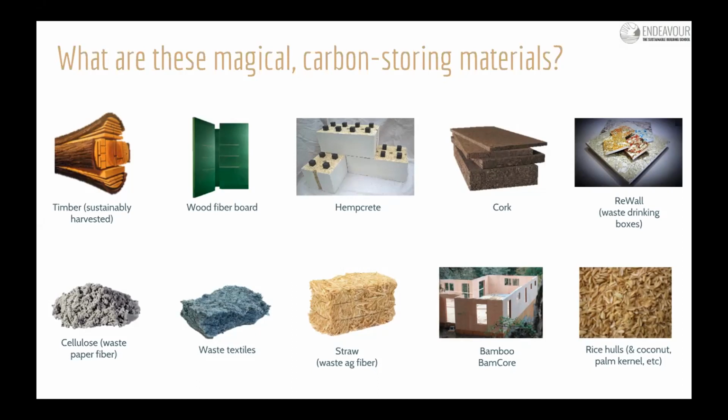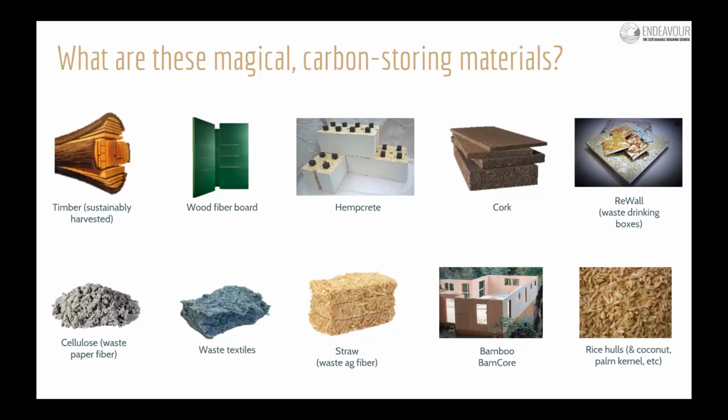Wood fiberboard, exterior insulation, hempcrete, which you'll be hearing more about in the following presentation, cork, rewall, cellulose, waste textiles, straw, bamboo, and a whole slew of different agricultural residues, from rice hulls to coconut and palm kernel shells, and banana leaves. There's a huge range of materials like that.